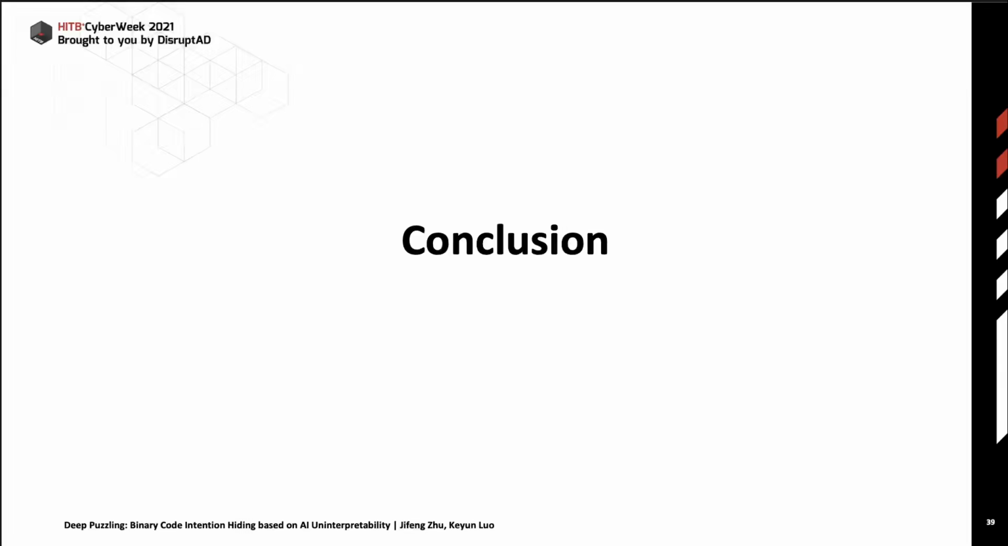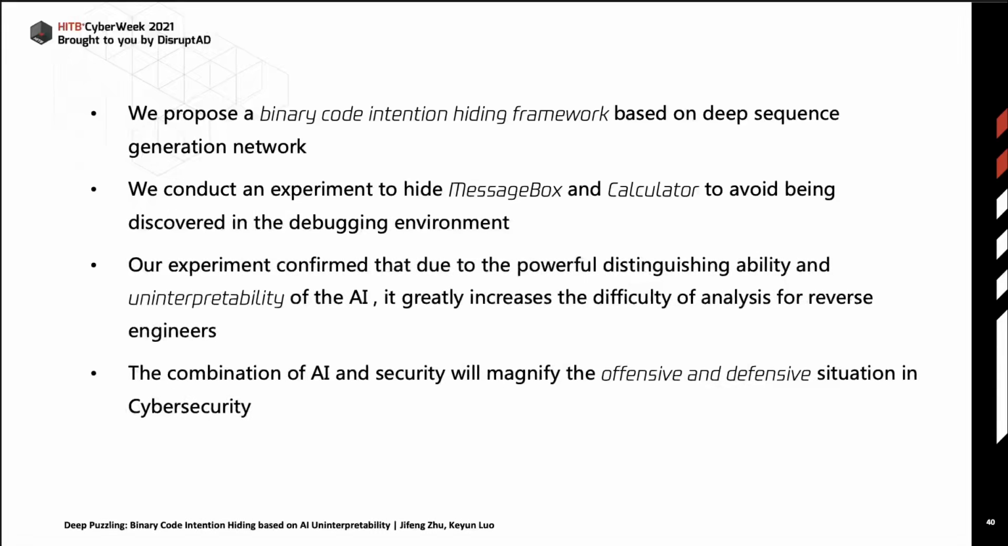The talk illustrated here is over. Let's summarize this speech. We propose a binary code intention hiding framework based on a deep sequence generation network. We conduct an experiment to hide a message box and calculator to avoid being discovered in the debugging environment. Our experiment confirmed that due to the powerful distinguishability and uninterpretability of the AI, it greatly increases the difficulty of analysis for reverse engineers.